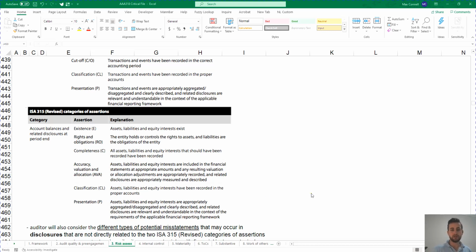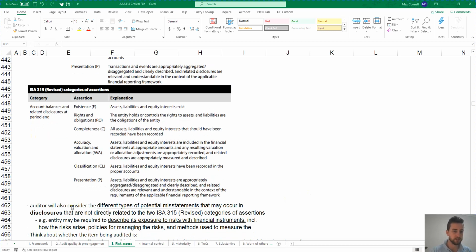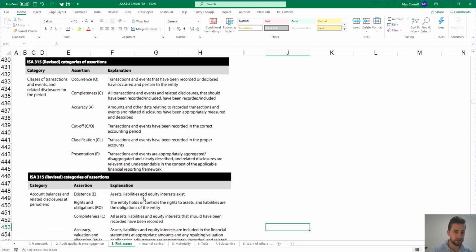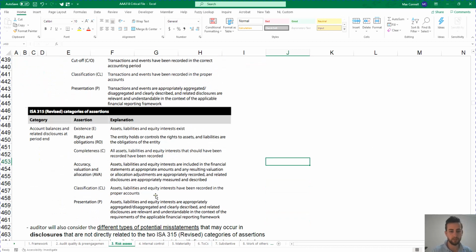So this is basically saying that the assets, liabilities, and equities included in the financial statements are at the appropriate amounts, and any resulting valuation or allocation adjustments are appropriately recorded, related disclosures are appropriately. Next is classification, and then next is presentation. So it's fairly similar to what you get for transactions, but with different names.